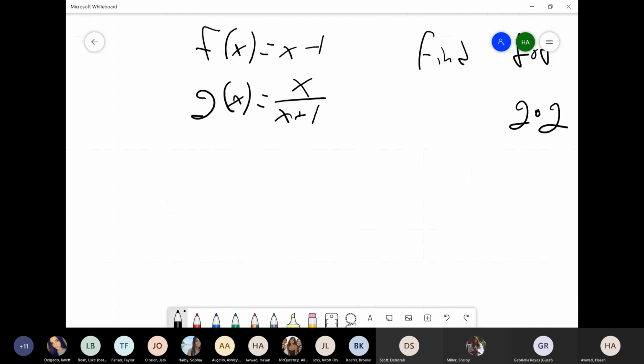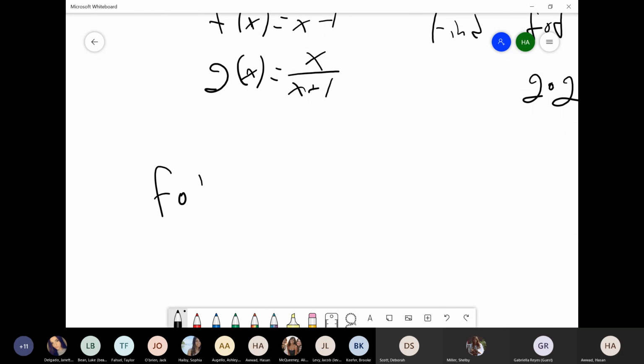Okay, so let's do f of f first. This one is a little bit easier. Reading this from left to right, even though it's f composed with itself, you still read this the same way, right?